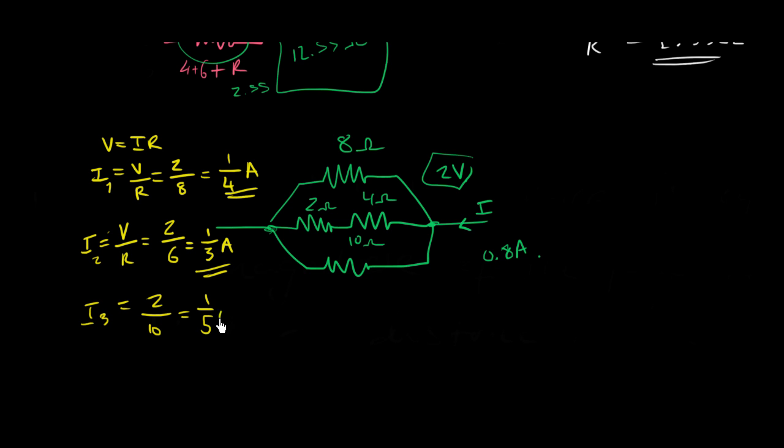So that is 1/5 of an amp, and that is the smallest out of all, that's 0.2, right? So this is 0.33, that's 0.25, and that's 0.2. So this is the smallest current, which makes sense because that's the biggest resistance compared with these 6 combined and that 8. And so now we have I1, I2, and I3.